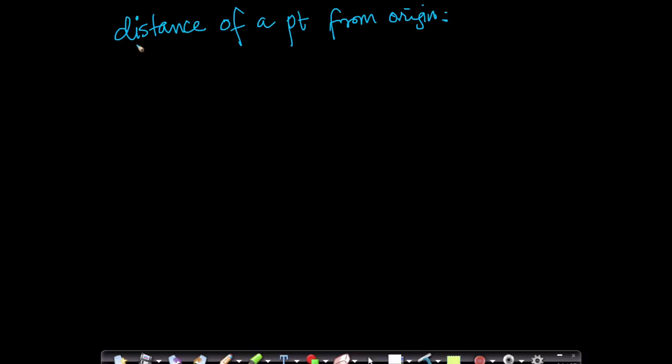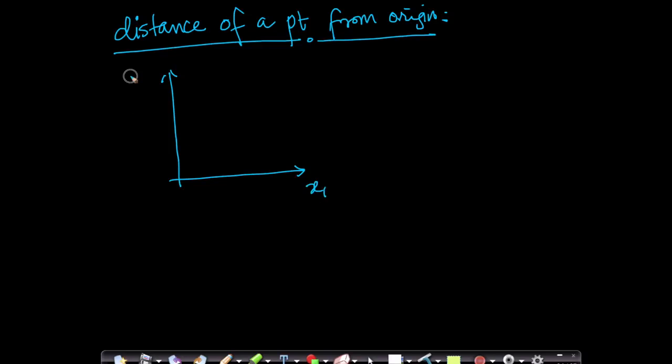We learned all these simple ideas in coordinate geometry, probably in your high school, right? So let's take 2D. We'll always learn a concept in 2D and 3D and extend it to high dimensional space. Let's assume I have 2 dimensions, x1, x2. Imagine I have a point here with components a and b. That means this length is a and this length is b.